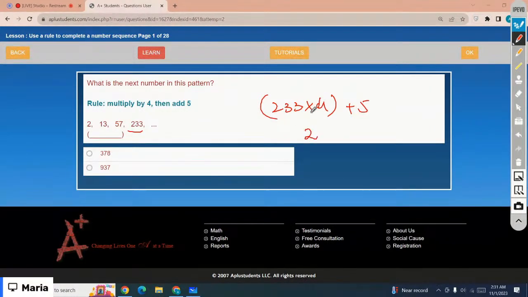4 times 3 is 12. 4 times 3 is 12 and 1 is 13. 4 times 2 is 8 and 1 is 9. 932 plus 5. So when you add 5 to 932, that makes 937.